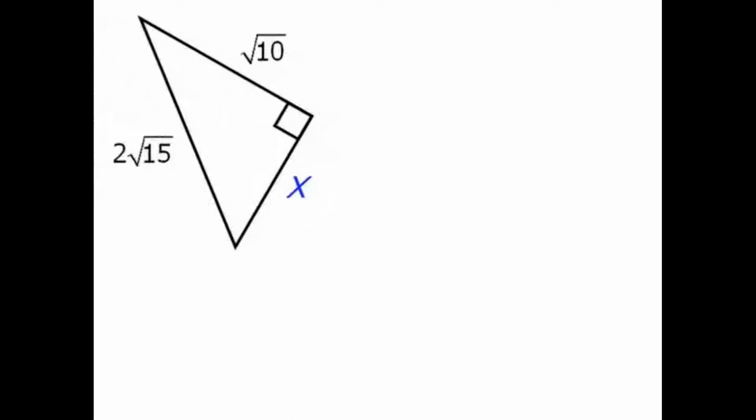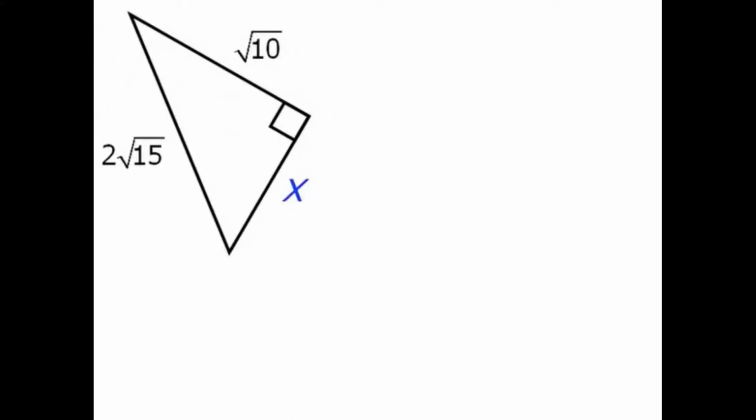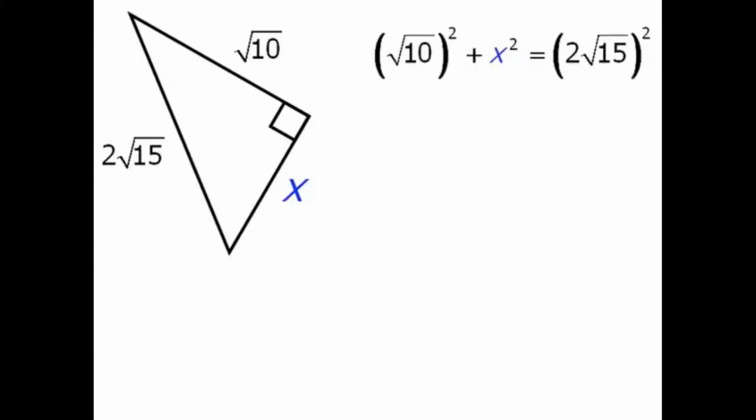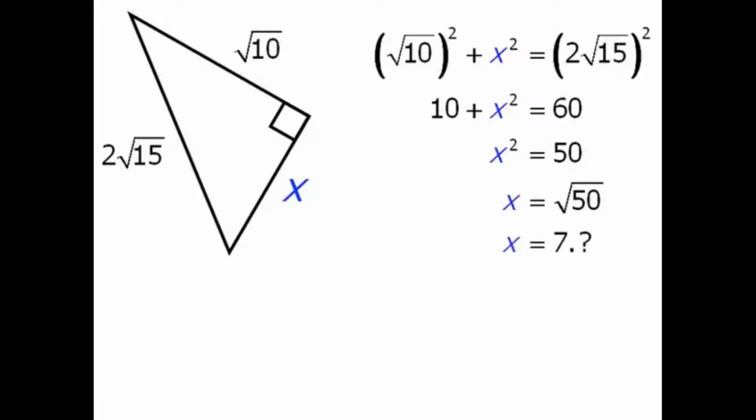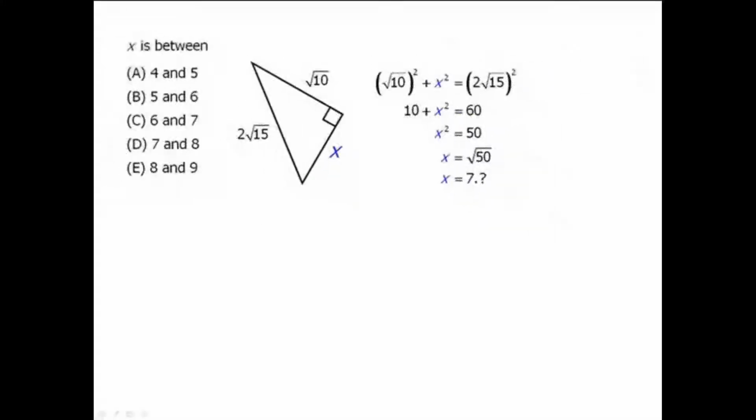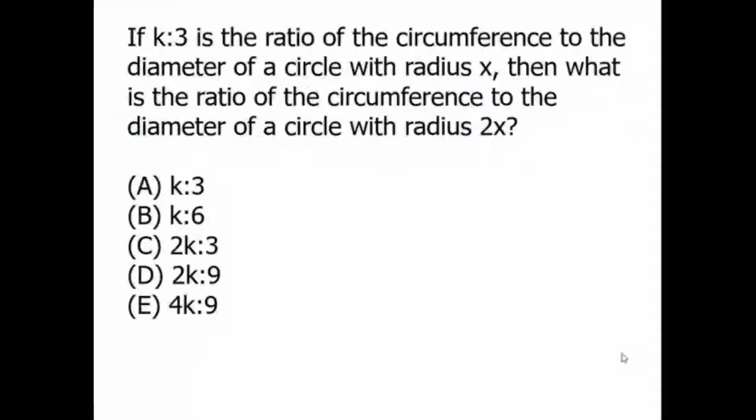Okay, to begin, this is a right triangle, so we can apply the Pythagorean theorem to get the following equation. At this point, we'll simplify both sides, and now we'll subtract 10 from both sides of our equation. If x squared equals 50, then x must equal the square root of 50. Now, since the square root of 49 equals 7 and the square root of 64 equals 8, the square root of 50 must fall between 7 and 8. So our answer then is D.